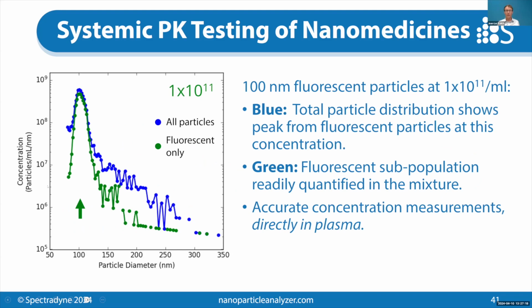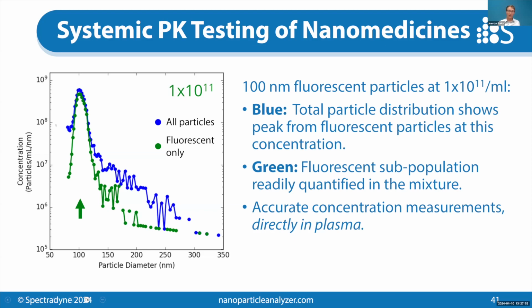Here they are. This is showing concentration versus particle diameter for two different populations of particles in the sample. In blue are all the particles, so that's a mixture of the plasma particles and the fluorescent particles. And then the green is just the particle size distribution of the fluorescent subpopulation. So these are the particles that are bright enough to be detected above threshold.